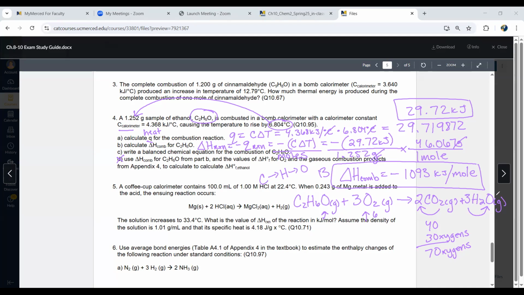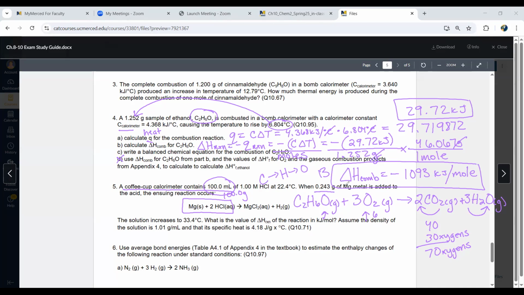All right, number 5 is clearly a coffee cup calorimeter. I'm not going to do it, but you definitely need to know how to do it, so practice that. You've got your masses here. This would be the mass of the reaction. You've got 100 mils, which is 100 grams, because we just say the density is 1. And we have 0.243 grams of magnesium. You add those 2 guys up to be your mass.